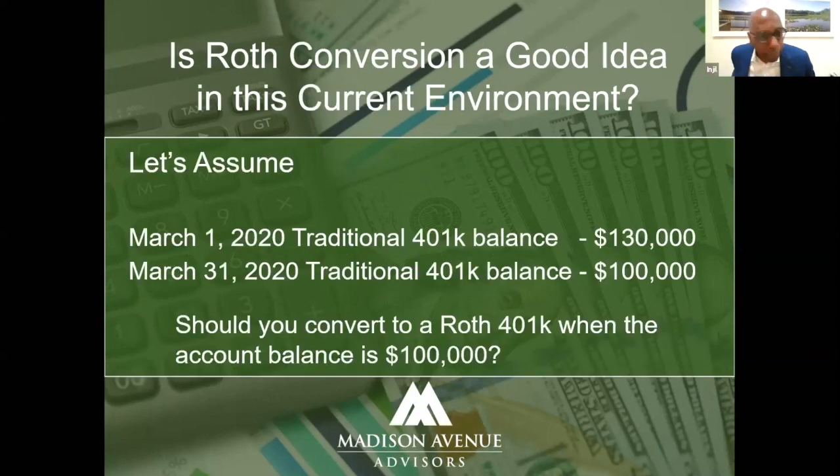Let's go through this example. Let's say that your traditional 401k had a balance on March 1st of $130,000. March happened, we know what happened in March, the market went down, that 401k balance is now $100,000. So you were at 130, went to 100. Is this a good time to convert to a Roth?